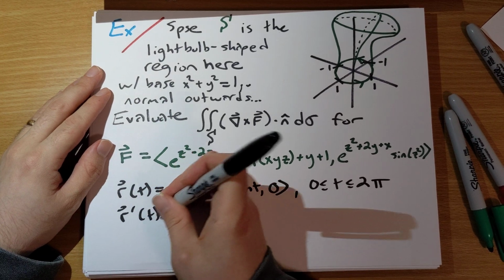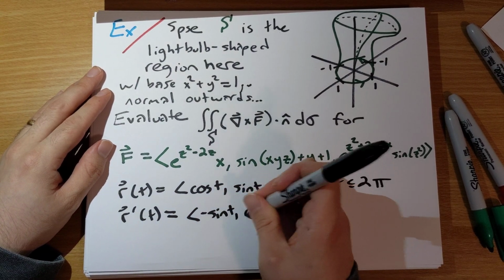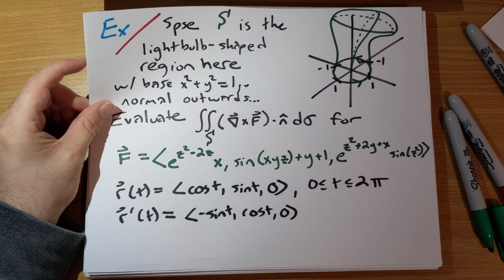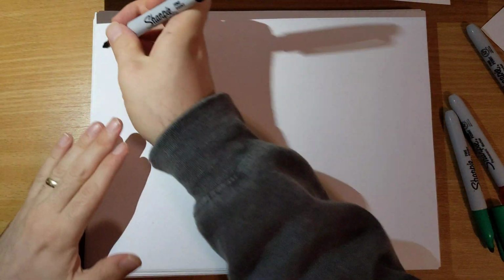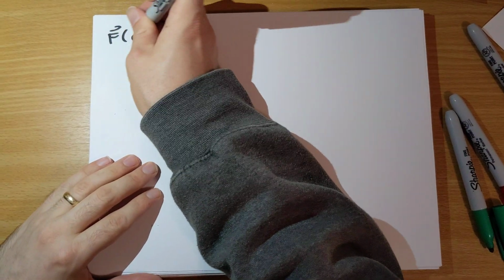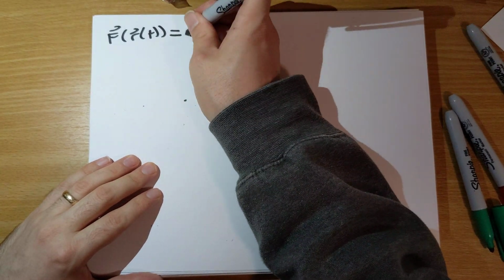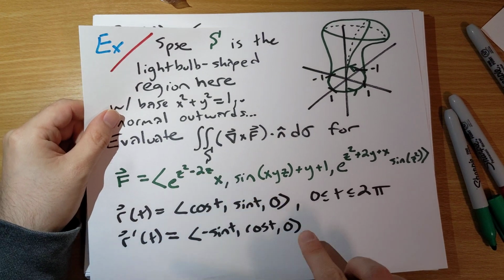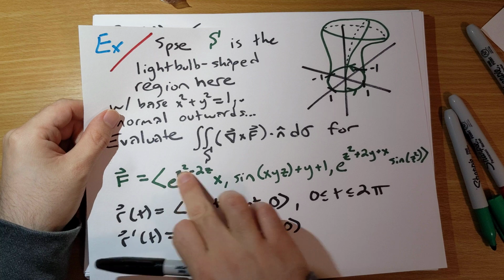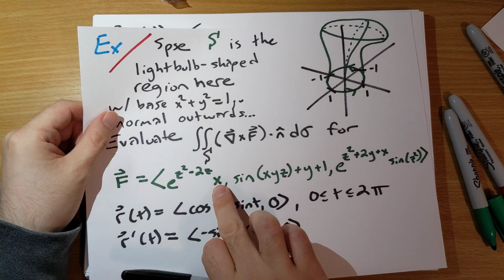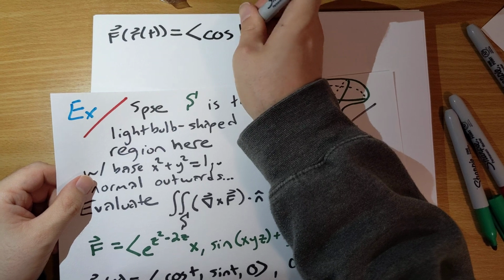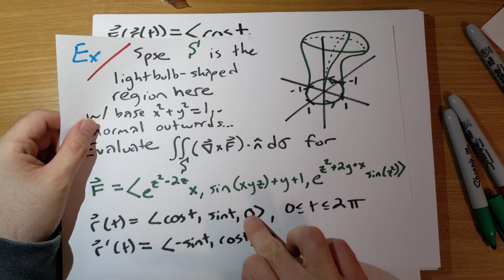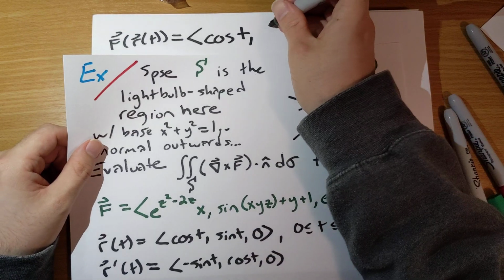We know we'll need r prime of t: negative sine t, cosine t, and 0. And we need to substitute r of t into f. So f of r of t is going to be, now let's see here, e to the z squared minus 2z. That looks messy, but we're replacing z with 0. e to the 0 is just 1. x becomes cosine t. Sine of xyz, sine of cosine t times sine t times 0. Sine of 0 is 0.